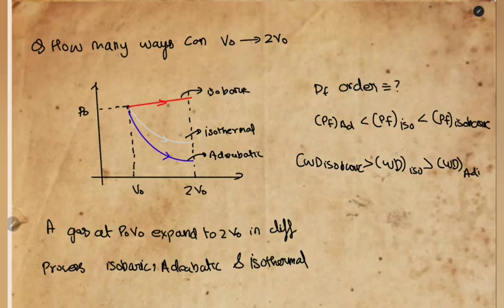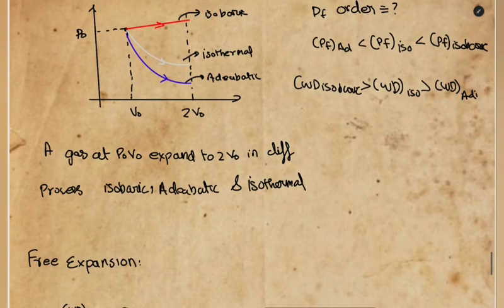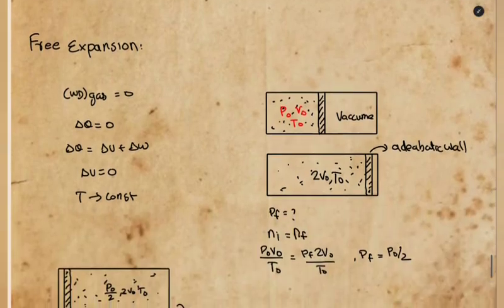What about pressure? Final pressure order. Again, you can directly see. This is a question where all the possible ways to attain 2V are shown. Which will have more final pressure? Of course, the isobaric process, followed by isothermal, followed by adiabatic. A gas at P naught V naught expands to 2V naught by different processes: isobaric, adiabatic, and isothermal.